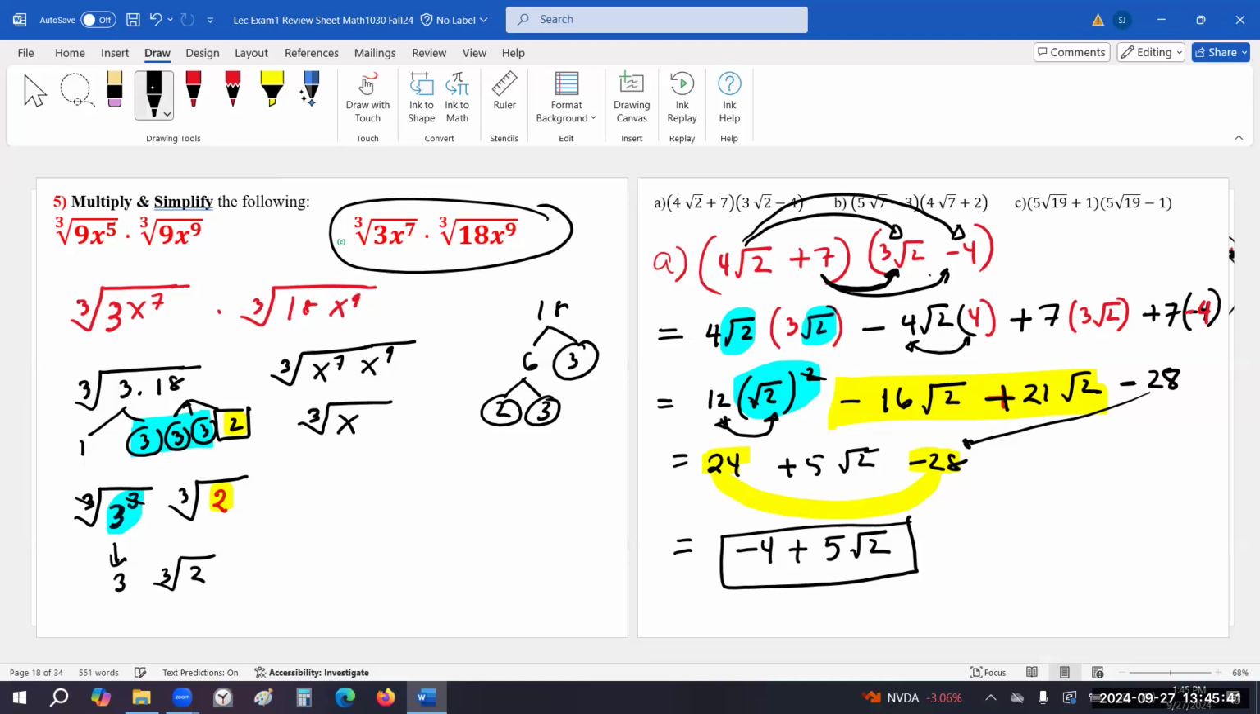For the variable, what do you do with the powers? Add. So what is 7 and 9? 16. And then we see how many times we have 3 in 16. So 3 goes into 16 how many times? 5 with a remainder 1. Because we have a remainder, that means we are going to write x twice. One of the whole number power will go outside the radical as a power. The remainder will go back inside the radical as a power.